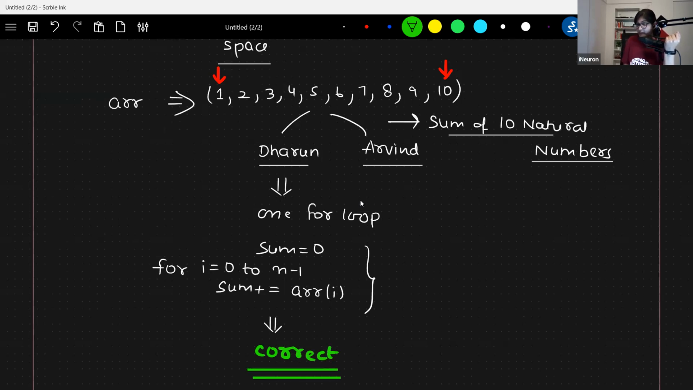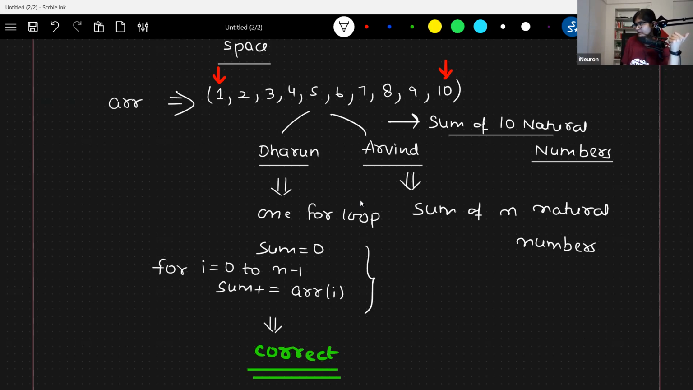Good. Now Arvind came to me. He said that, ma'am, I can also solve this problem. But what I will do is that I will use the formula which I usually study in my 9th and 10th classes, which is the formula of sum of n natural numbers. Anyone tell me what is the formula? What is the formula of sum of n natural numbers? N into n plus 1 by 2.